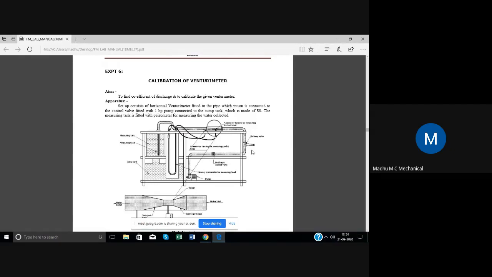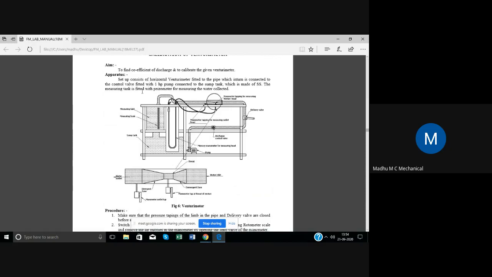So what is the aim? The same thing, to find the CD or coefficient of discharge to calibrate the given Venturi meter. Now observe here, this is the same apparatus. In the same apparatus, there is a tank and 3 pipes. In one pipe, they have fitted an orifice meter. In another pipe, they have fitted a Venturi meter, and in yet another pipe, they have fitted the nozzle. So when you come here and see in the lab, practically you can understand how the 3 instruments are fitted inside the pipe in the same setup.